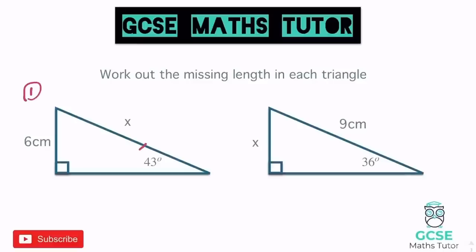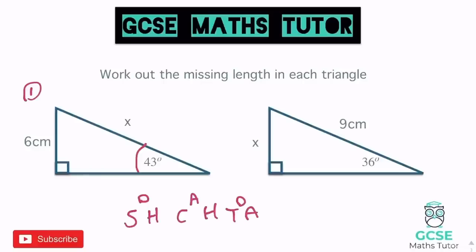So we've got an angle of 43, and the only thing I have to remember here is how to spell SOHCAHTOA. There we go. Now that's just going to help me to know which I'm going to use, whether I'm going to use sin, cos or tan.